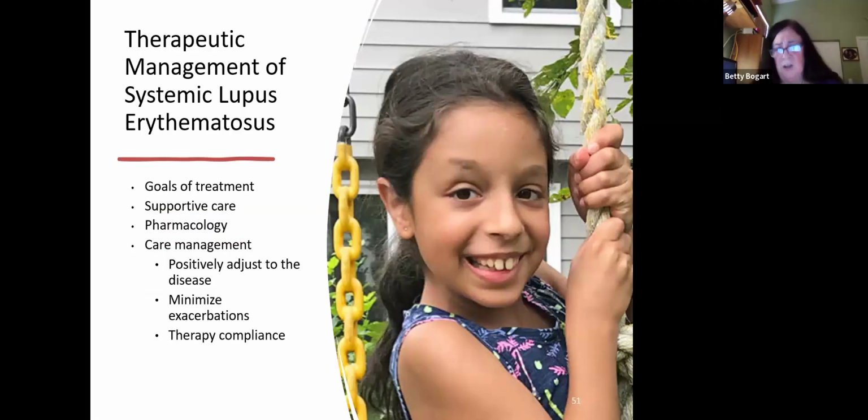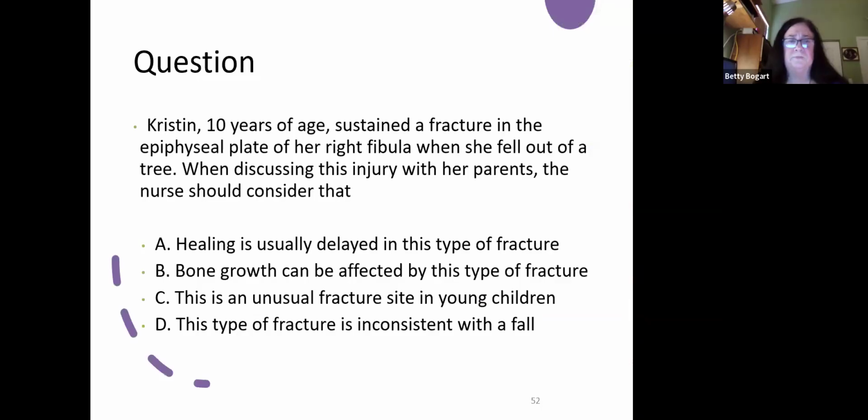And again, these kids will be on steroids, they'll be on NSAIDs. Sometimes there are other medications they use depending on the child.